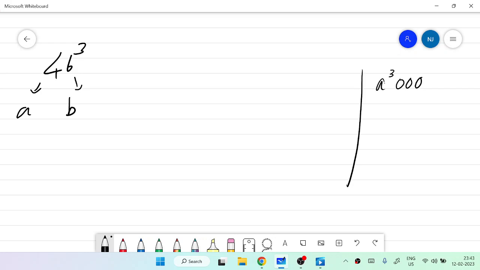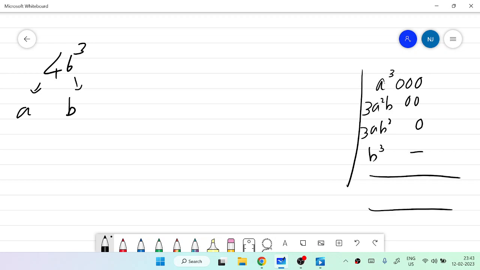A cube with 3 zeros, 3A square B with 2 zeros, 3AB square with 1 zero, and B cube with no zeros, and then you have to add, right? So then we will start. First of all, A cube. A cube is 4 cube. 4 into 4 is 16. 16 4s are 64, and then put 3 zeros.